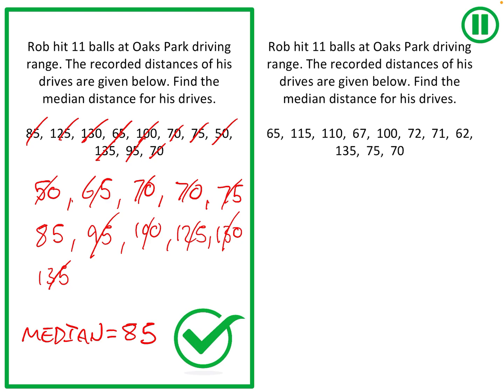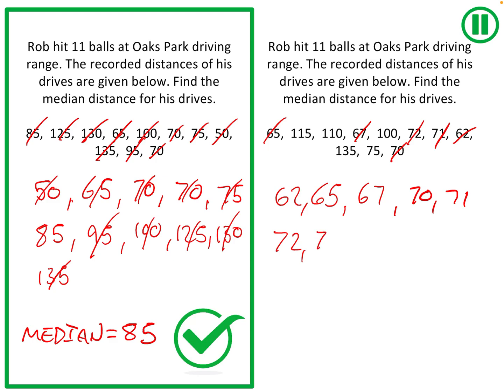We've got here, the smallest is 62. Then it goes 65. Then it goes 67. Next we have 70. Then we have 71. Then we have 72. 75. 100. 110. 115. 135.